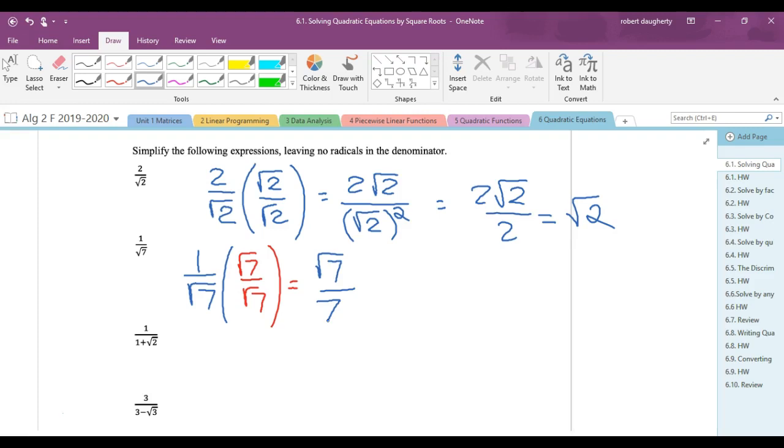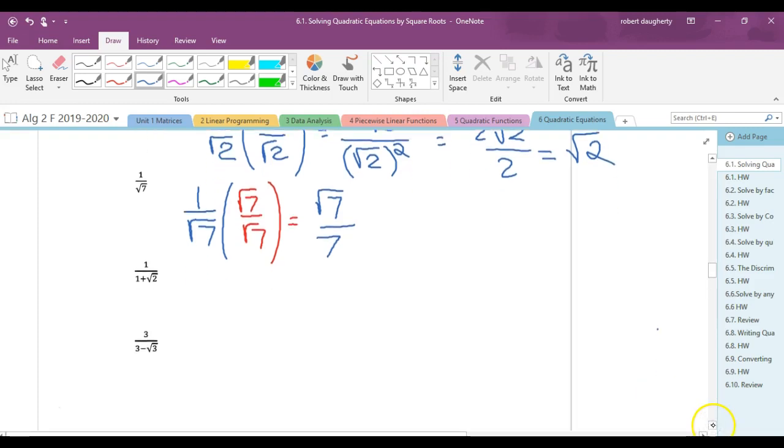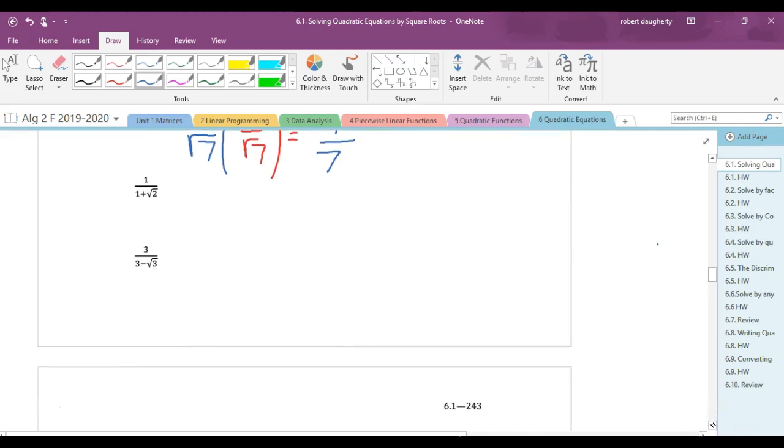Now, the next one's where it gets a little bit more involved, but this should look like something you did on that previous quiz. 1 over 1 plus the square root of 2. I can multiply this by 1 minus the square root of 2 over 1 minus square root of 2. What does that look like that we just did? Yeah, it looks like we did with complex conjugates when we were dividing by complex numbers. Okay, so now I just need to multiply.